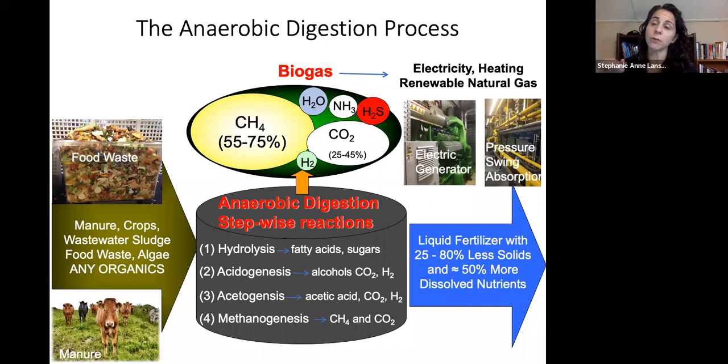And then what's left over from this process is a liquid fertilizer. While the carbon has broken down, the nitrogen and the phosphorus have gone from being mainly in an organically bound form, like the broccoli with the nitrogen and phosphorus inside it, to a liquid form. And so you actually have a fertilizer that's high in nutrients, but has a lot fewer solids and has more of the nutrients dissolved and plant available for uptake for fertilization.